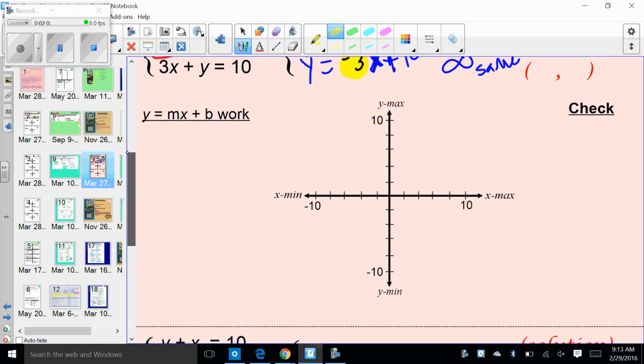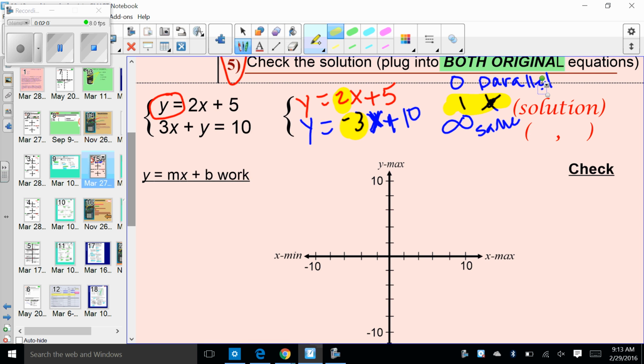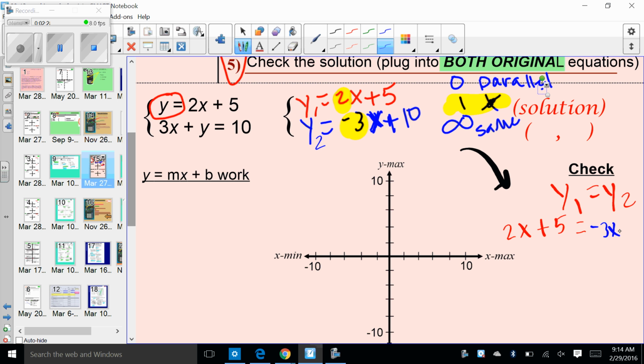Now that we know that, we're going to go ahead and see if we can find the one solution. So I'm going to set the equations equal to each other down here in this space. So we have y1 equals y2, keeping in mind that y1 is the first equation in red, and y2 is the second equation in blue. Setting them equal, we drop the y's and we solve. So we have 2x plus 5 is equal to negative 3x plus 10.